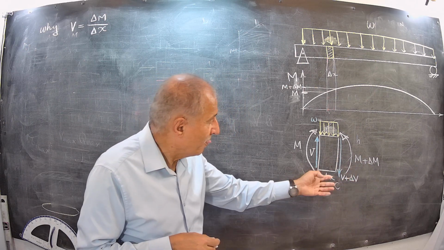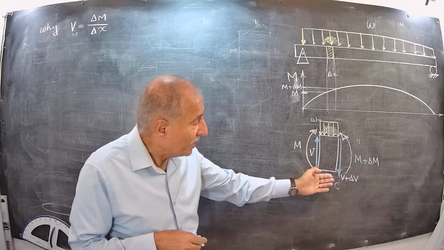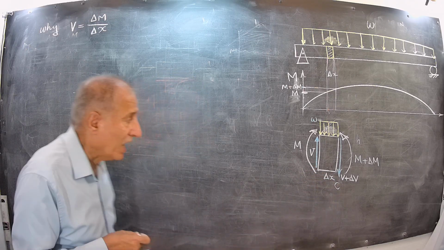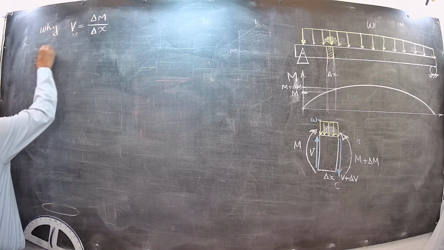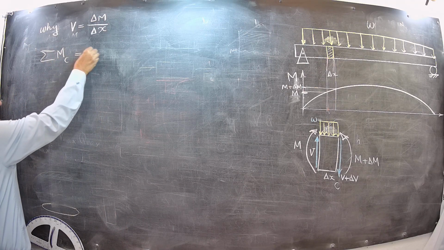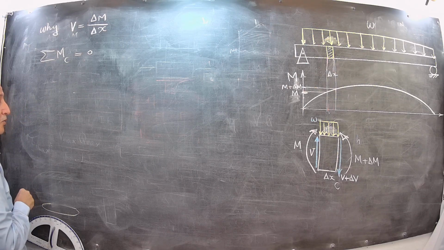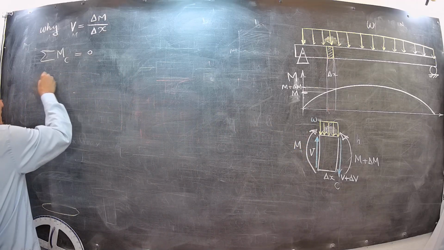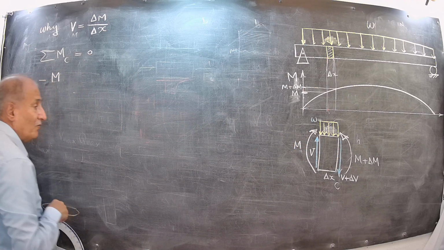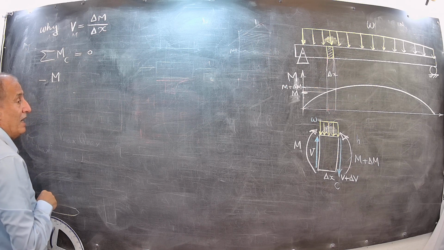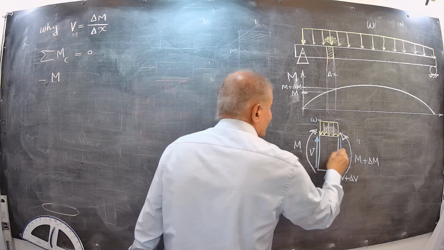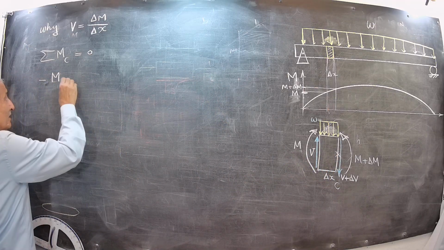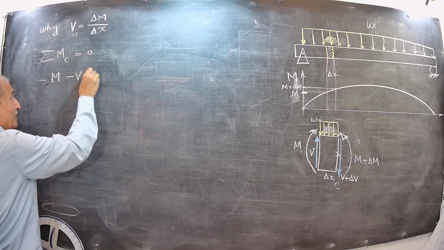Okay, then write the equations of equilibrium for moments at C. Let's see what we have. Sigma M at cut section C is equal to 0. Summation of moments at the cut section. In this section, I have M clockwise, negative direction, clockwise we put negative, and we take moments about this section, and V times this distance delta x, clockwise again, minus V delta x.